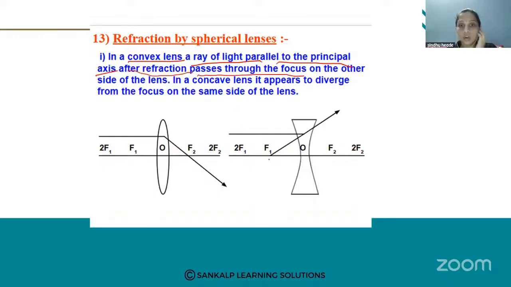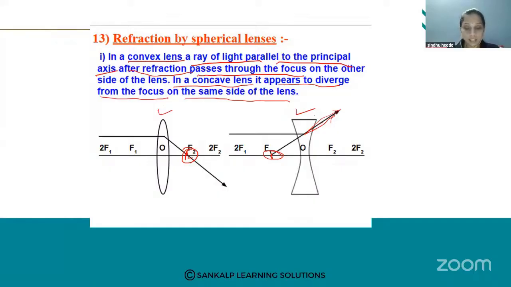After refraction, what happens here? It passes through the focus. Commonly written for concave and convex lenses. See here, it passes through the focus on the other side of the lens. In a concave lens, it appears to diverge from the focus, on the same side of the lens. It appears to diverge, and in convex, it gets converged. So this is the first rule.